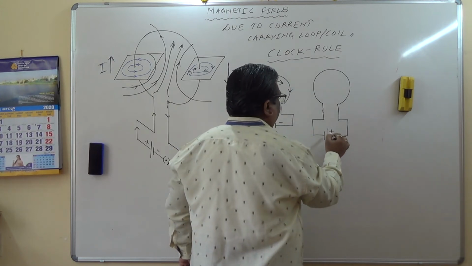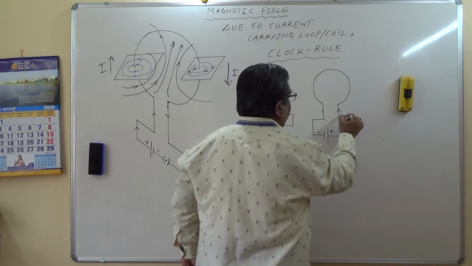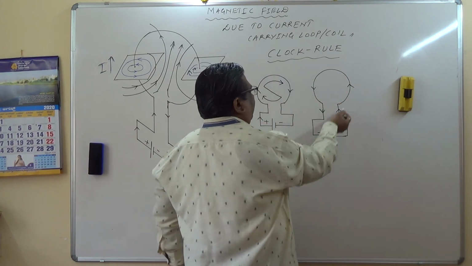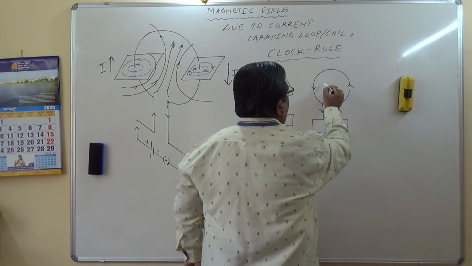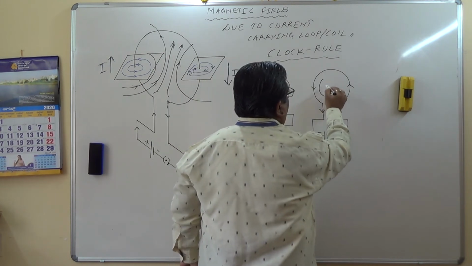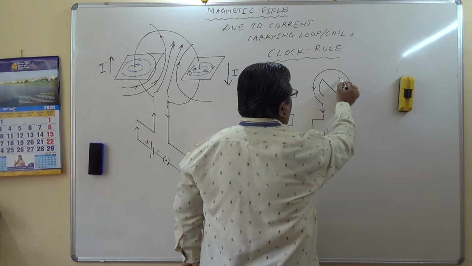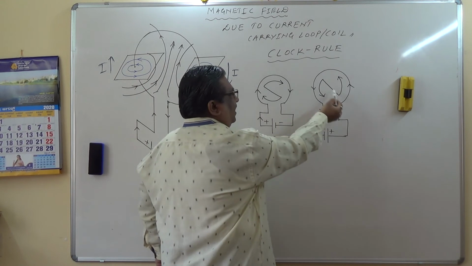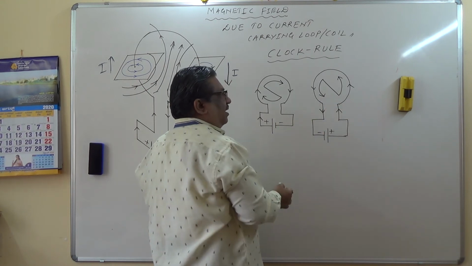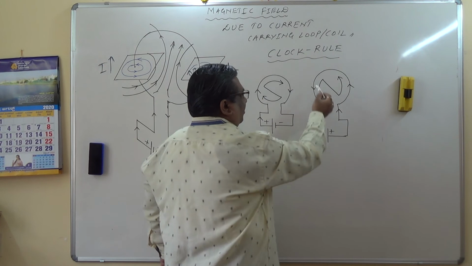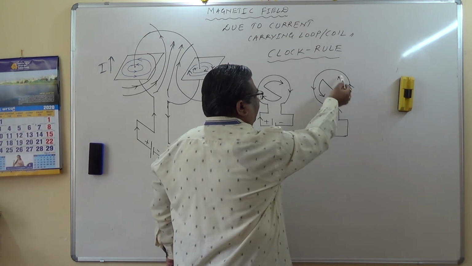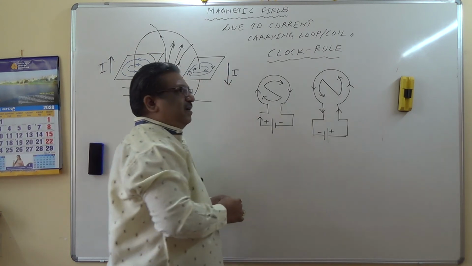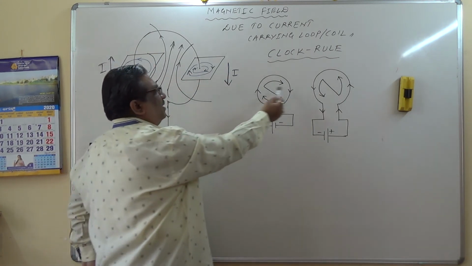Next, here the current flows this way. Now it is anti-clockwise. Check now. N is written, which indicates a north pole. If we are facing a coil and the current flows through the coil in the anti-clockwise direction, the face of that coil behaves like a north pole. This is called the clock rule.